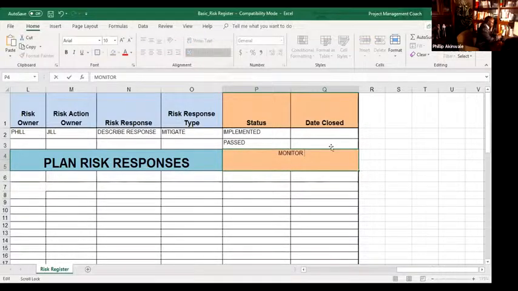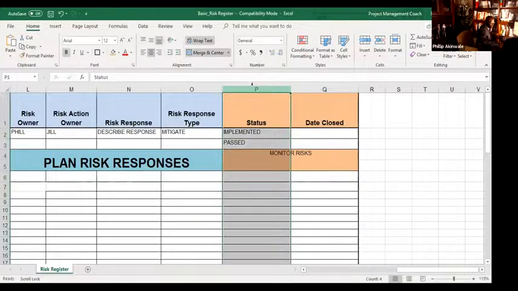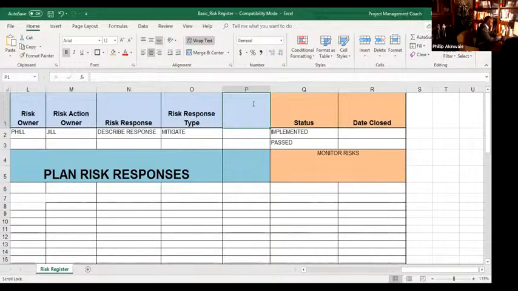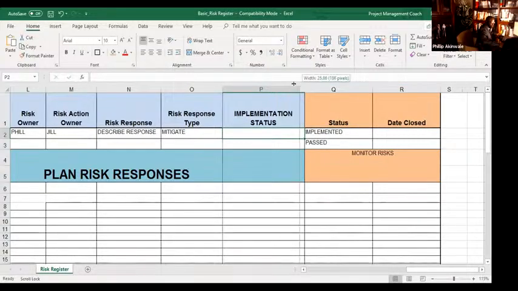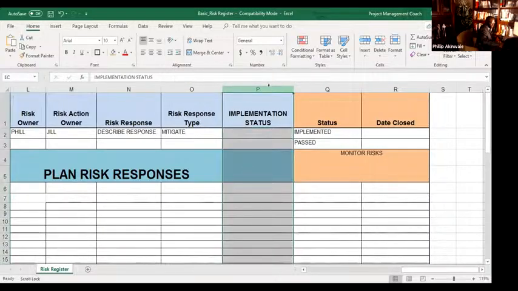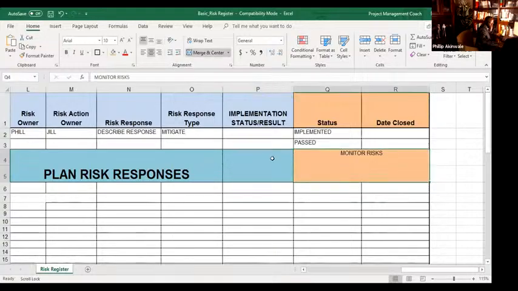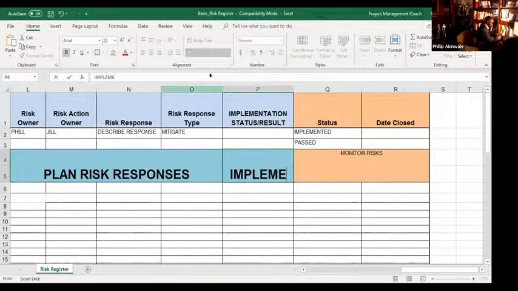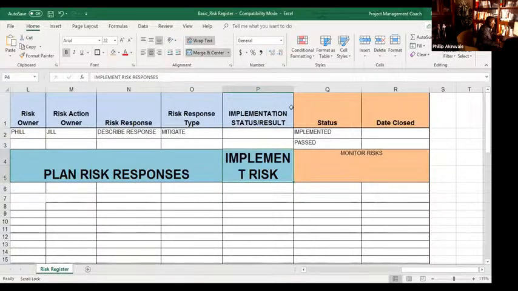And for your implement risk responses, you could also have some sort of tracker for your implementation. You could have a kind of implementation report of sorts, or some implementation status or update, whatever you want to call it. Now, this is not in the PMBOK guide, but this is how you would do it in the real world. In the real world, you want to keep track of what you're implementing, when it was implemented, what the result was, or what have you. So you could call this implement. Just like that. And then monitor risks over there.